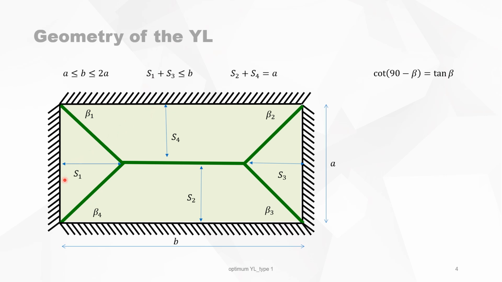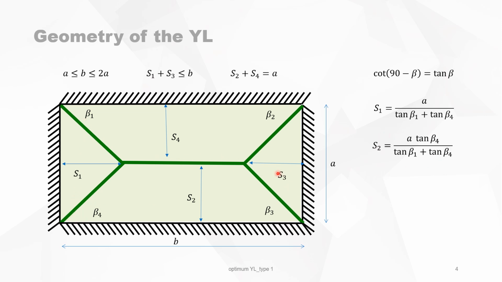We will use the cotangent rule of a triangle, which means that the height of the triangle is equal to the largest side of the triangle divided by the sum of the cotangents of the two angles here. Now, we know that the cotangent of 90 degrees minus beta equals the tangent of beta. So for S1, it becomes the largest side A divided by the sum of the cotangents; this angle is the same as the tangent of beta 1, and this is the tangent of beta 4.